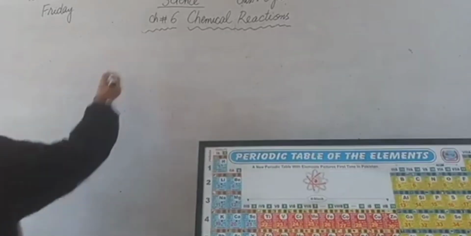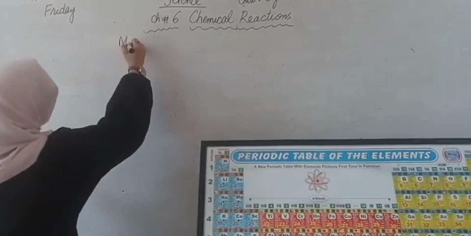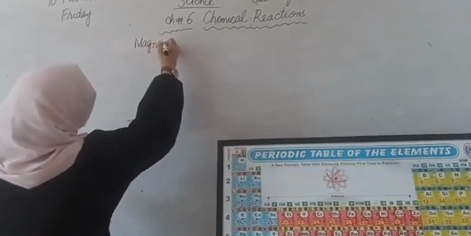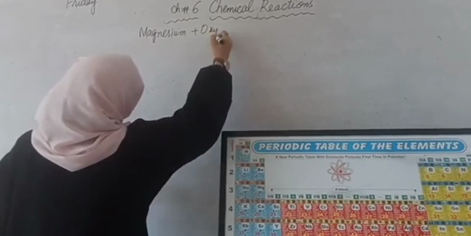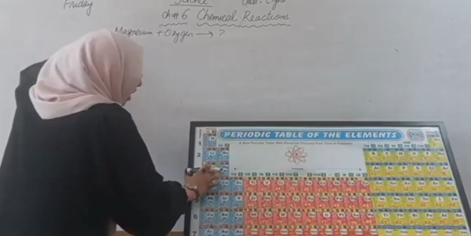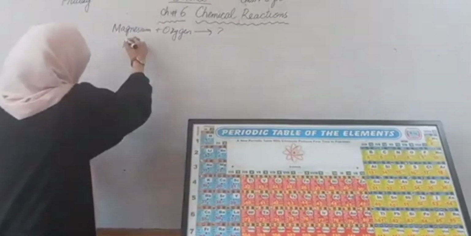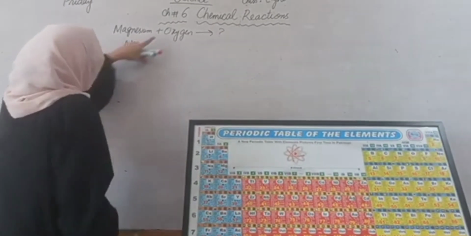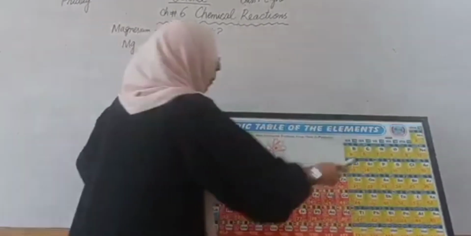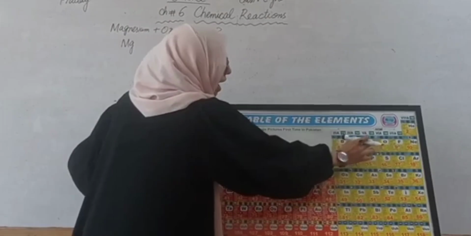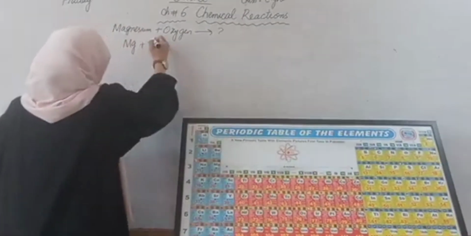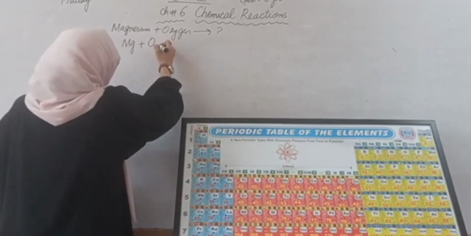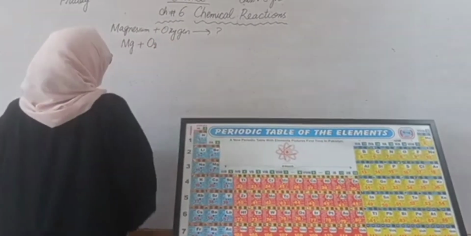Another example is between magnesium and oxygen. Magnesium is Mg, and next is oxygen. It is in group number 6 and has the symbol O. Oxygen is a gas, so it is written in the divalent form.